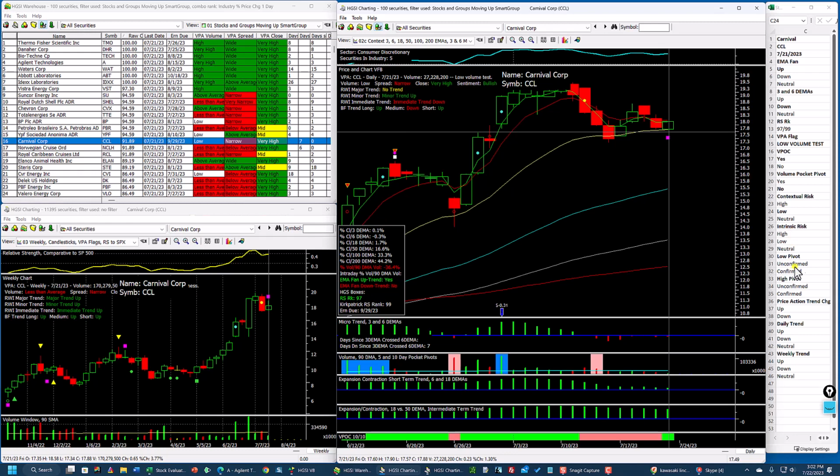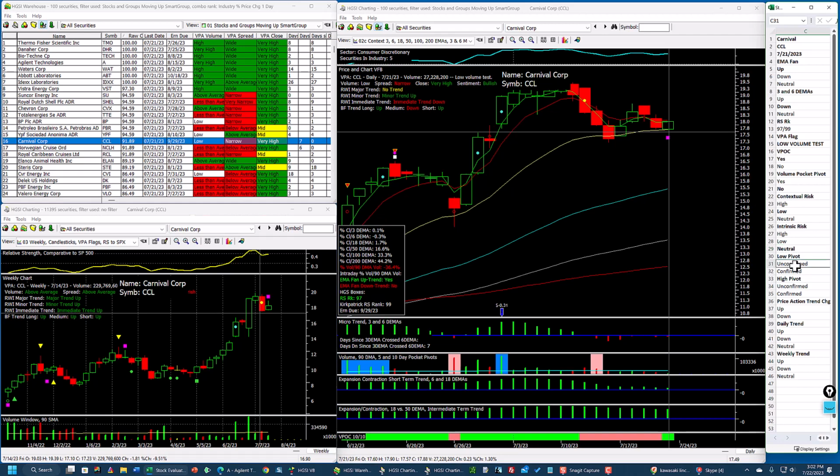So as far as the intrinsic risk, I don't have quite as much support in through here as I would like. The weekly chart does have support below that. I'm going to classify the intrinsic risk as neutral. You have high, low, and neutral.